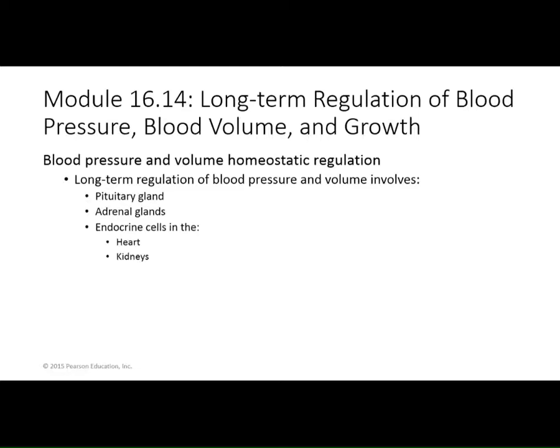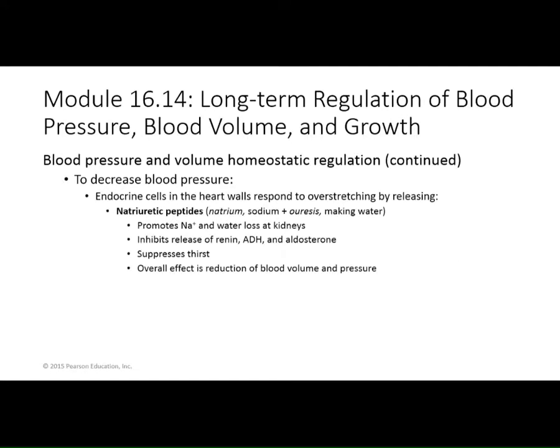Okay, and so let's talk a little bit about some of these hormones, and you'll hear them again when we get to the cardiovascular system. All of these: the pituitary gland, the adrenal glands, the hormones made by the heart, the hormones made by the kidney, all of these hormones have an effect on blood pressure, blood volume, growth of the cardiovascular system. And here's a hormone, right? We've already talked about this one.